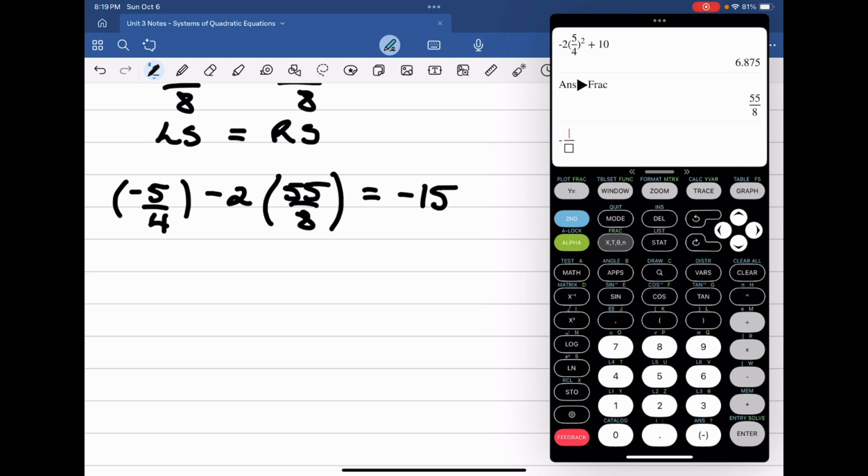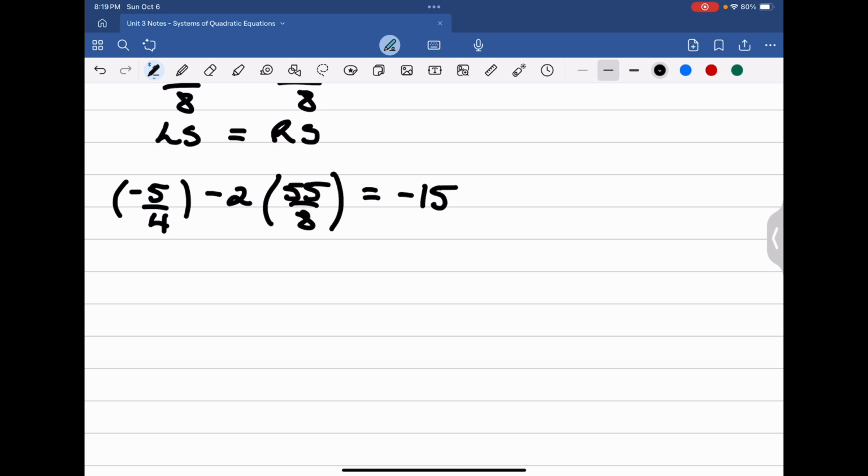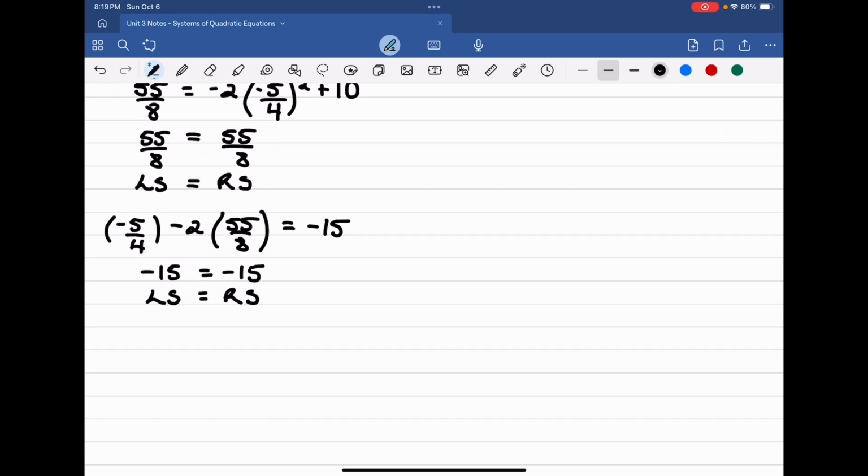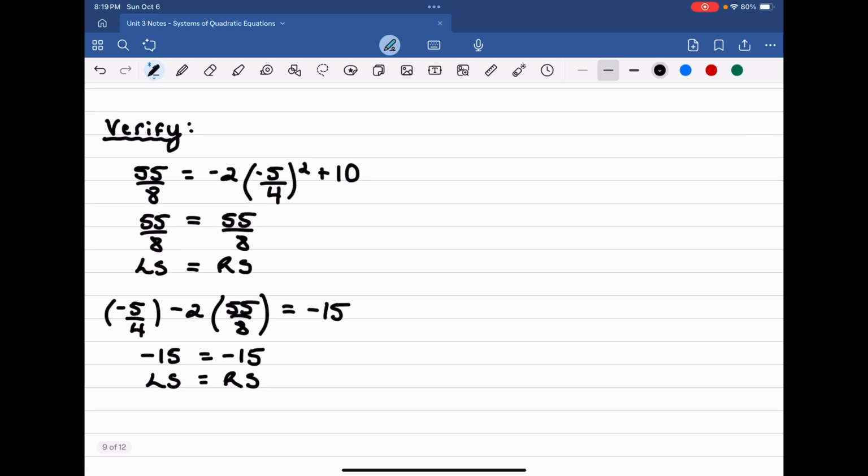So I'm going to go negative the fraction 5 over 4, which is our x value. We're going to go minus 2 in brackets, fraction 55 over 8. And then supposedly when we enter this, we should get negative 15. In this case, we do. So we get negative 15 is equal to negative 15, which means our left-hand side is equal to our right-hand side. Really important that we're showing left-hand side equals right-hand side just to make sure it works.